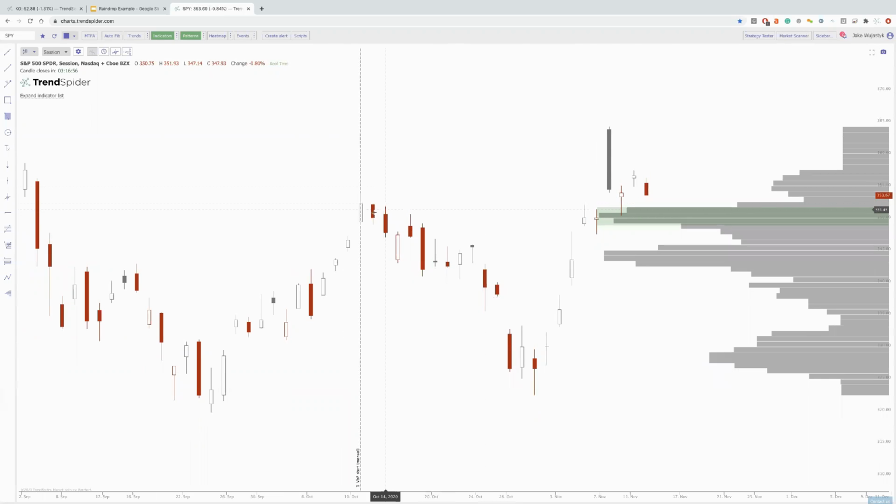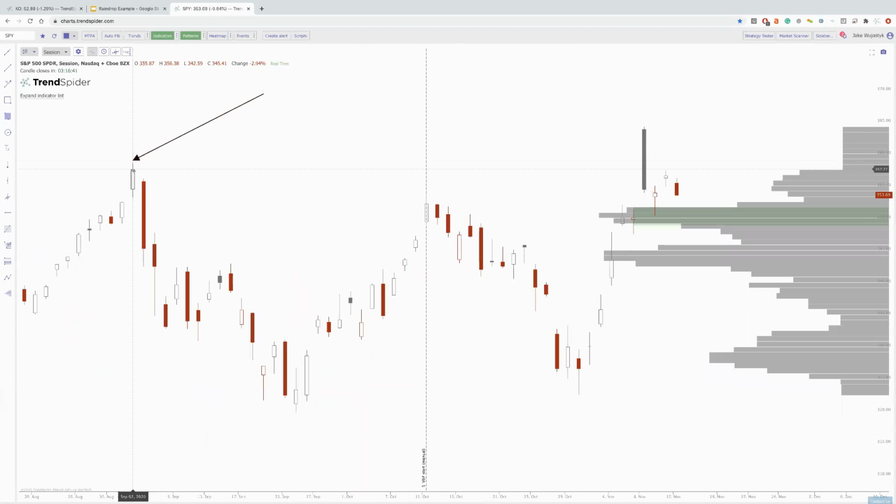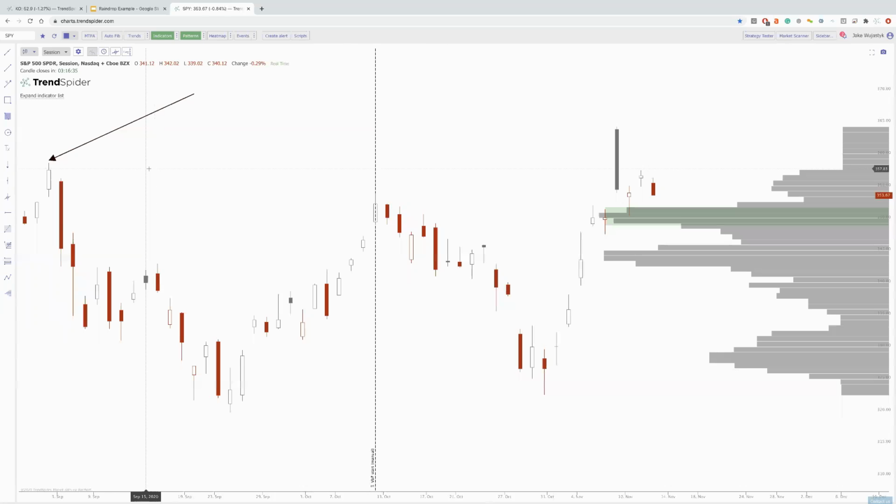On most platforms, the volume profile starts at this candle. It just essentially says, okay, this is the start of the chart. We're going to measure the volume profile from this point in time. Well, that point in time, in this case, is important. It's the all-time highs, but sometimes it's not. It's just a random candle. And a lot of the time, you want to measure the volume profile from an important area.